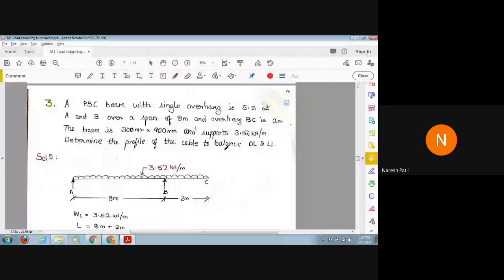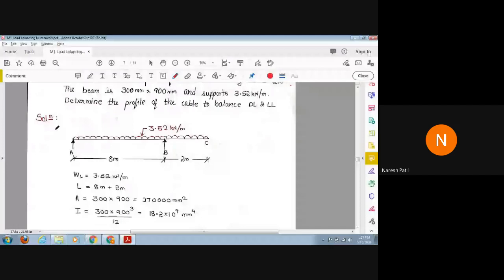Now this is exactly what I wanted to explain. In this problem, you can understand exactly what the load balancing method is. So we have the given load arrangement. The beam has A, B, C. BC is the overhang portion. And AB we have 8 meter, B to C we have 2 meter, and over that the load acting is 3.52.